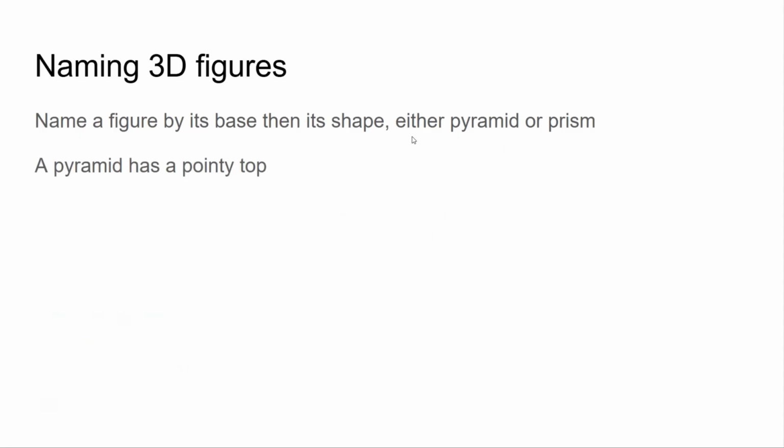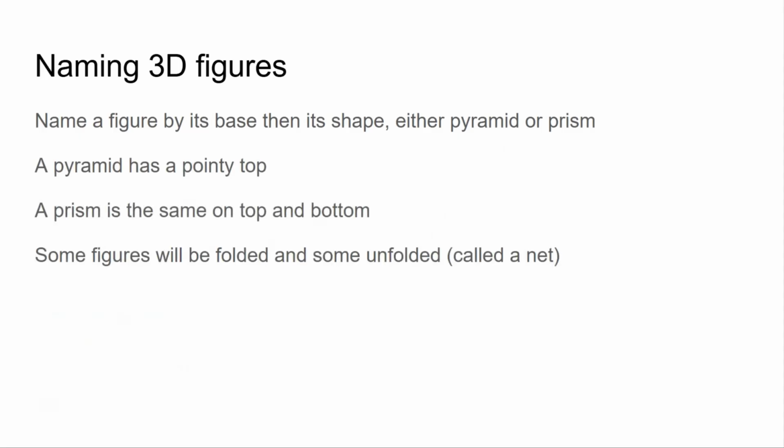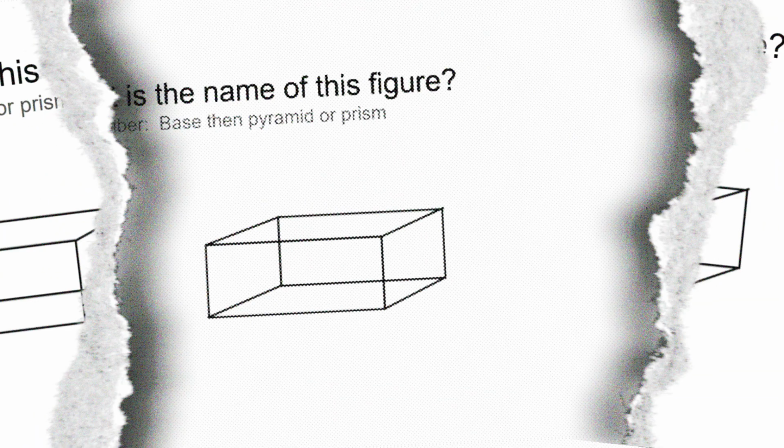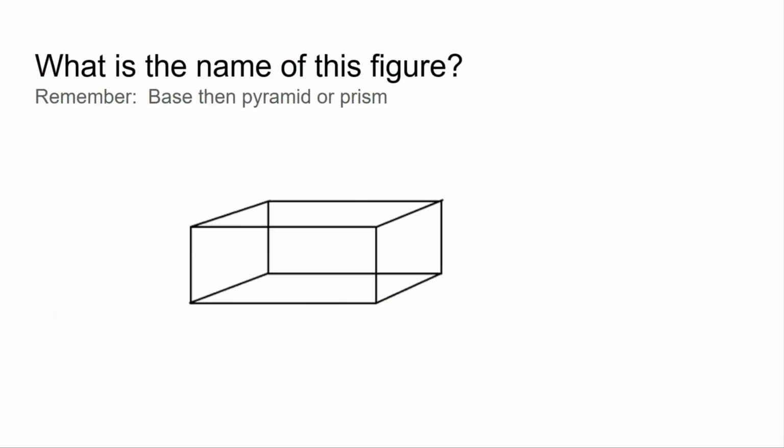little review. A pyramid has a pointy top. Prism has the same top and bottom. Some figures will be folded and some unfolded, and that's called a net. All right, so what's the name of this figure? Base, then pyramid or prism.